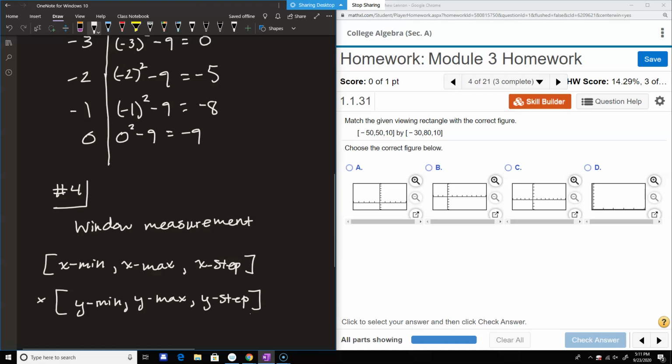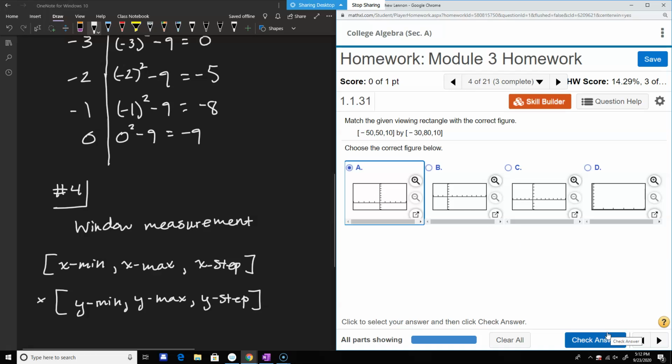And then also if you look at the y measurements, you should see 3 marks below and 8 marks above, which is exactly what you see, right? Because y is going from -30 to 80 with tick marks made every 10 units. So that's why this one looks like B right here. Sorry, A. A is the correct choice. That's the one we're looking at.